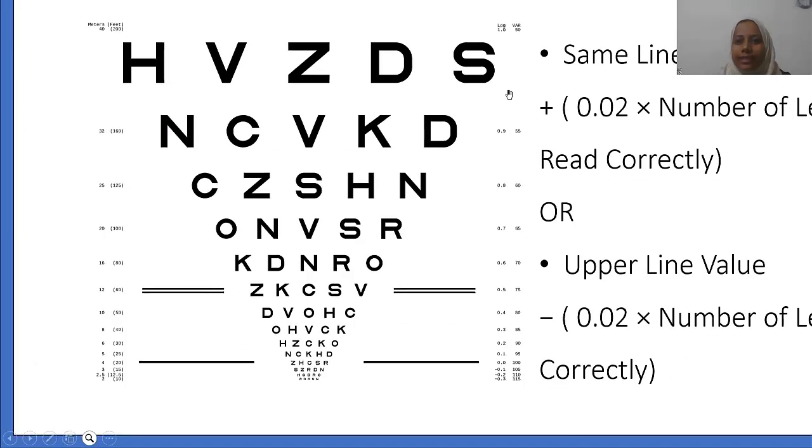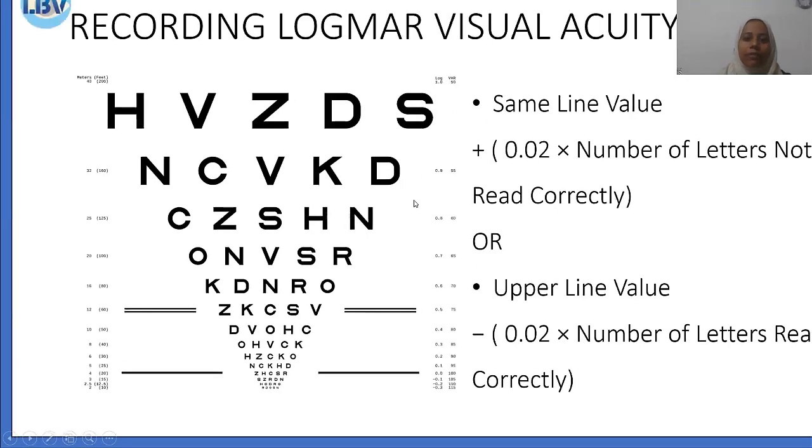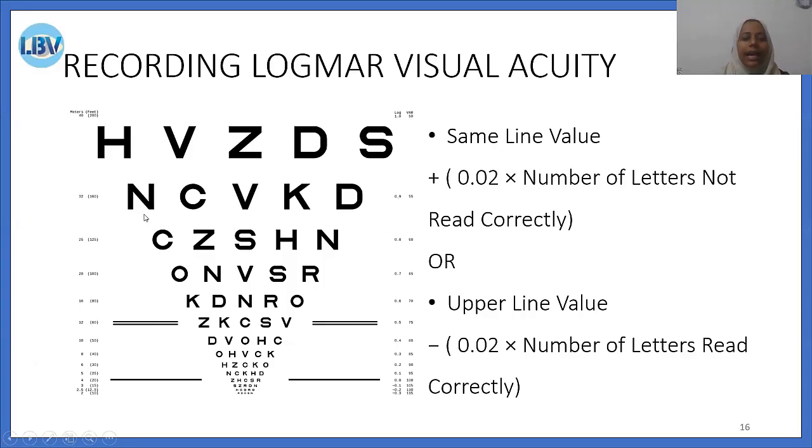So if you see here, these values are the logMAR values. So you simply mention the value for which the visual acuity is 0.9, and that's all. But if the person has read only, for example, 3 letters of the 0.9 line, okay, so what do we do? How many letters were not read? 2 letters were not read.